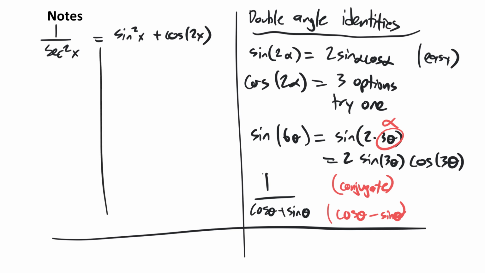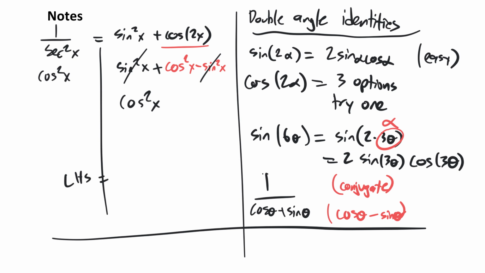So assuming you gave it a try, 1 over secant squared is the same as cos squared x. And over here, I'm going to use that first one again. Make this cos squared x minus sine squared x plus sine squared x. These cancel, and I just get cos squared x. So left-hand side equals right-hand side. For practice, we are in unit 7, and you can do worksheet 5.